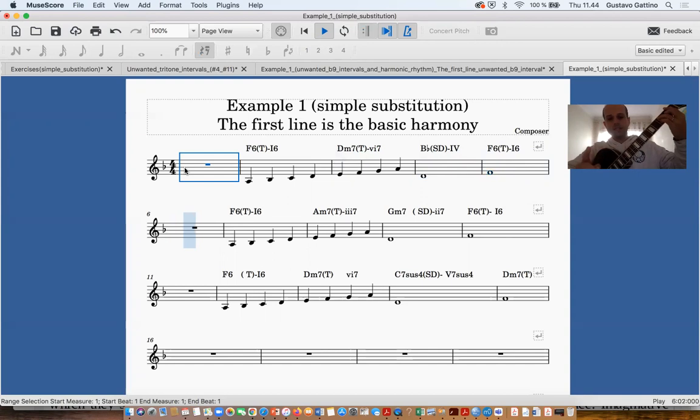So now let's listen to the first example of simple substitution. And now the second example of simple substitution.